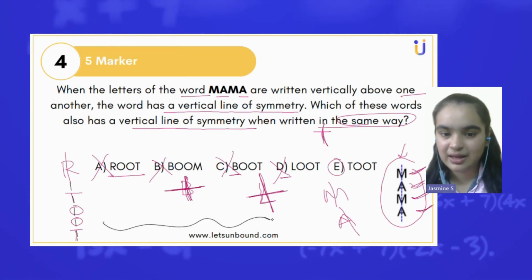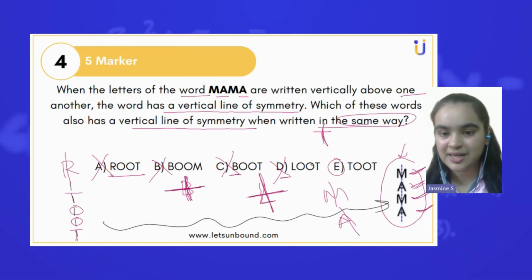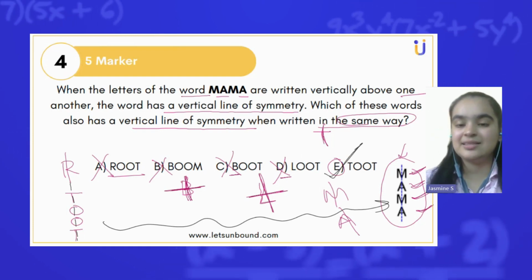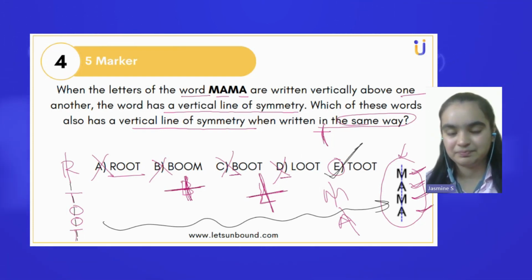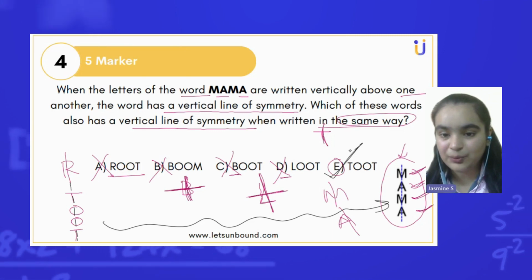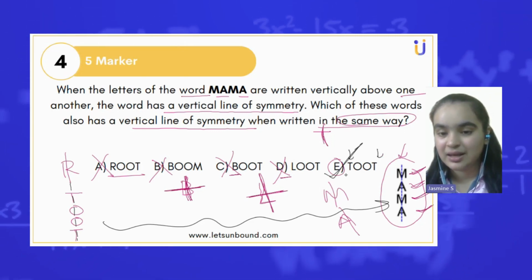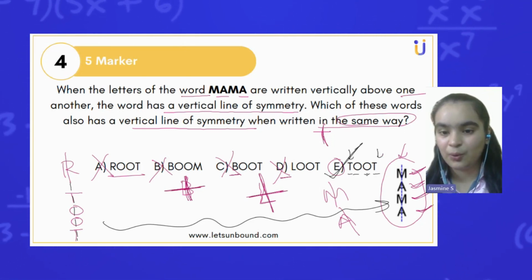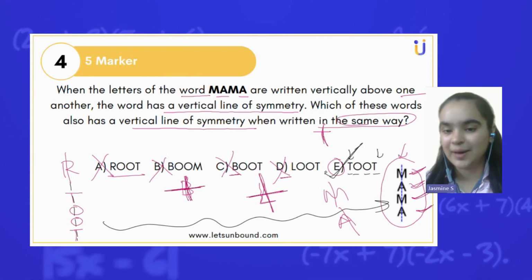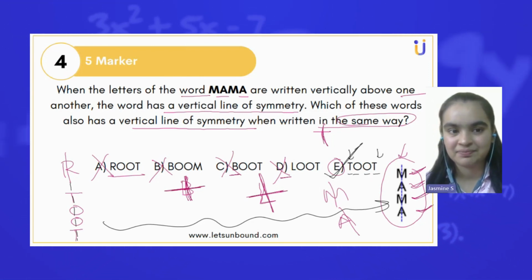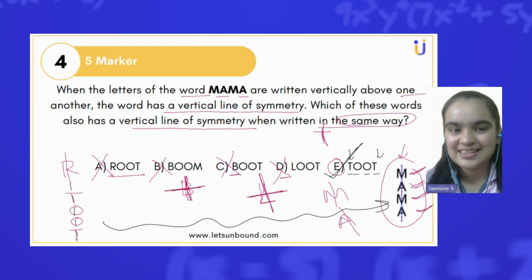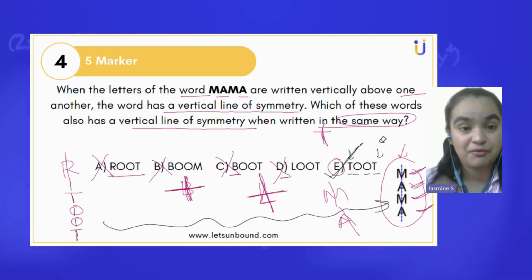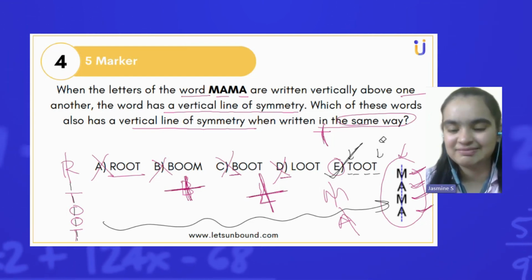And it's the same way we have written MAMA, right? So our correct answer is option E. Both the alphabets here are T, T and O, O. That is one more reason why option E is correct. Pretty easy, right? And you can earn 5 marks from this question.